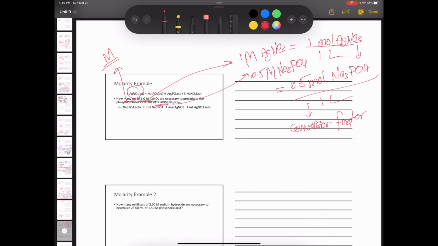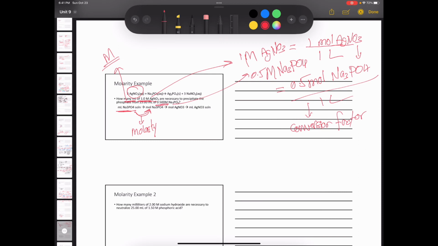Okay? All right. So the plan here is we're starting with milliliters of sodium phosphate solution. In order to find out how many milliliters of silver nitrate, I need first to convert that into moles of sodium phosphate, I'm sorry. Okay, so converting the mLs into moles of sodium phosphate will be done through molarity.